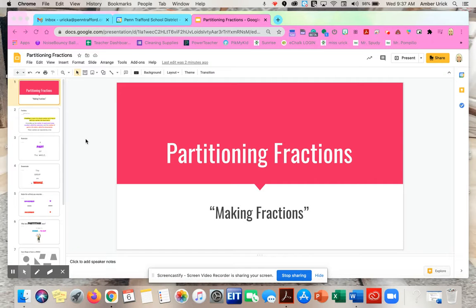Hi everyone. Today we're going to talk about partitioning fractions. And the word partitioning is a very large word that just means to cut or to divide. Partitioning fractions also just means to make fractions.